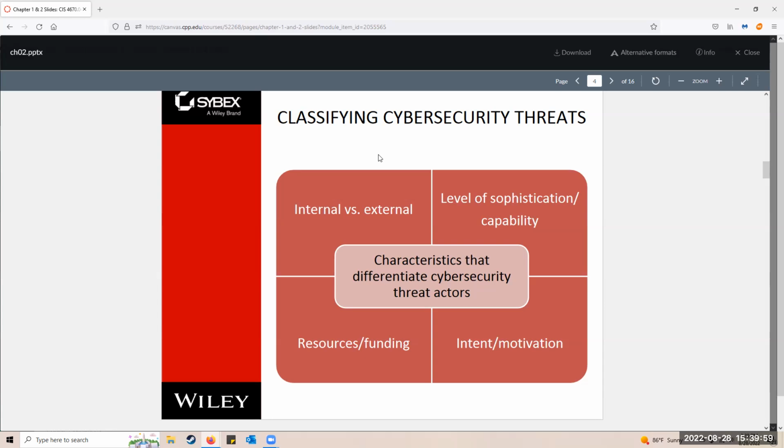And it ebbs and flows. For the most part, the intent and motivation of cyber criminals is financial. But there are still those who hold in deep regard maybe an ideology or philosophy. You have to keep that in mind.